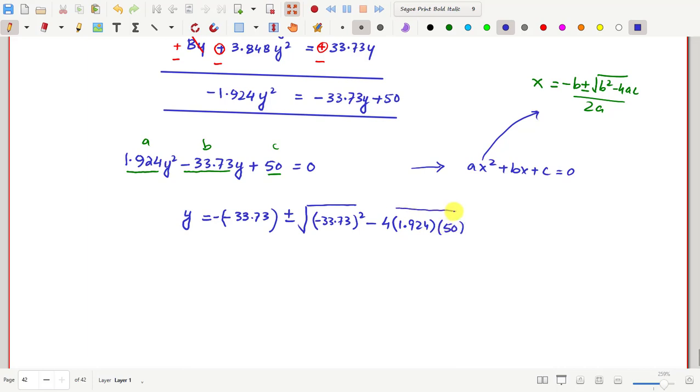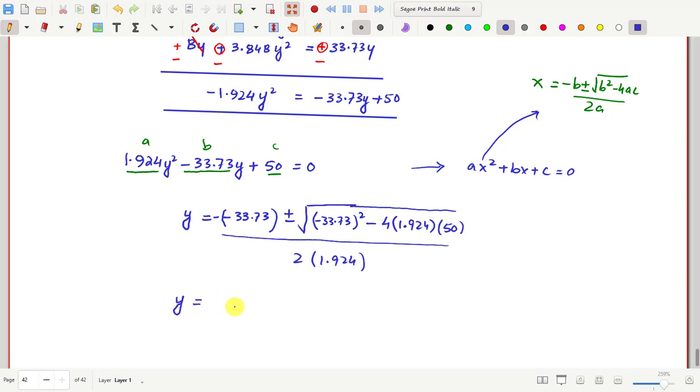Then divide it with 2a. 2 into a. What is a? 1.924. When you solve this, you will get two values for y, because there is plus and minus both, right? Once you need to solve it with plus, and in second time you will solve this equation by using subtraction sign. So you are going to get two values of y.